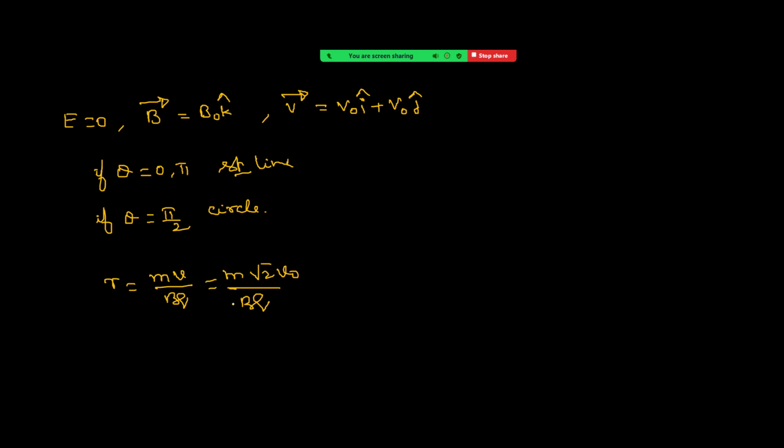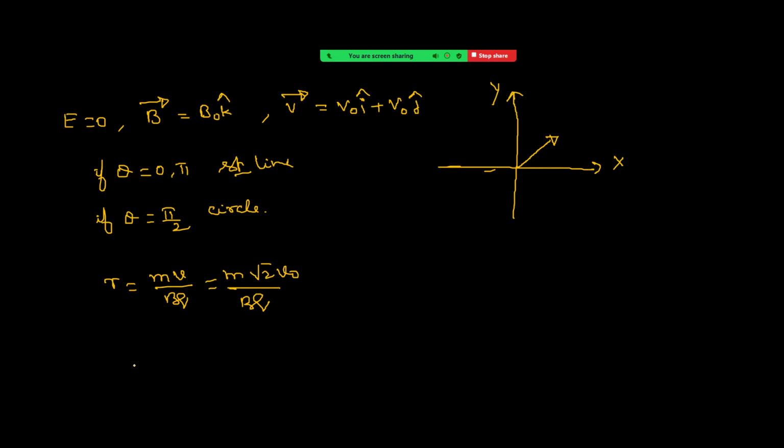So now we have to focus on this circle. Is it confined to the xy plane or the xz plane? Let us see how to decide that. You can see here, suppose this is the xy plane. Velocity is like this, making an angle 45 with the x-axis, or you can say 45 with the y-axis. Velocity is given like this.